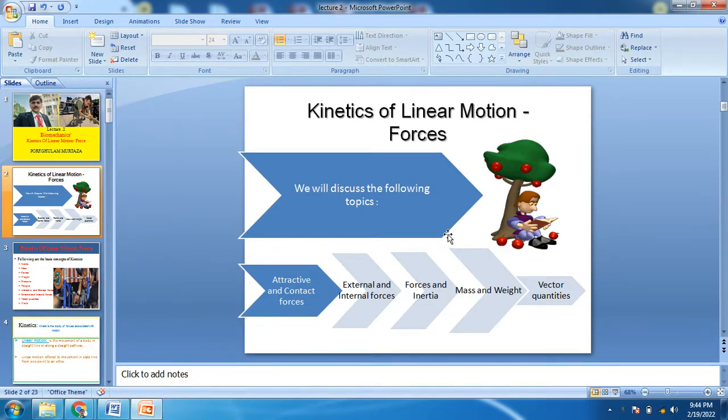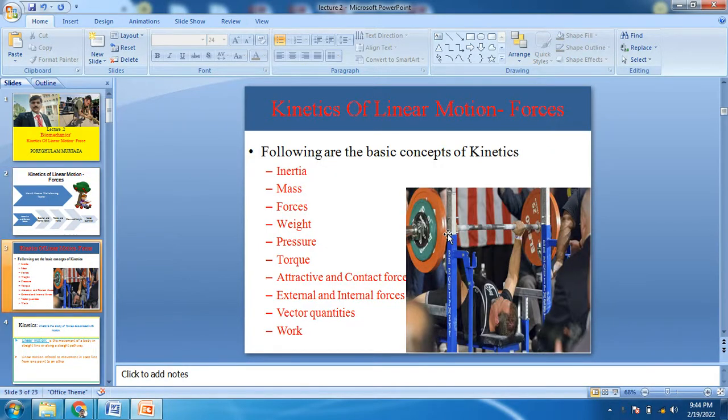Kinetic of linear motion and forces. We will discuss the following topics: attractive and contact forces, external and internal forces, forces and inertia, mass and weight, vector and quantities. Following are the basic concepts of kinetic: inertia, mass, forces, weight, pressure, torque, vector quantities, and work.